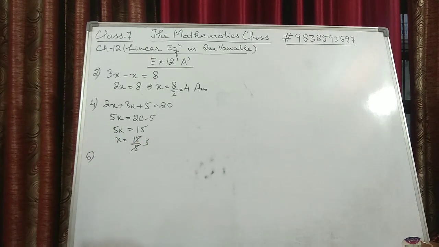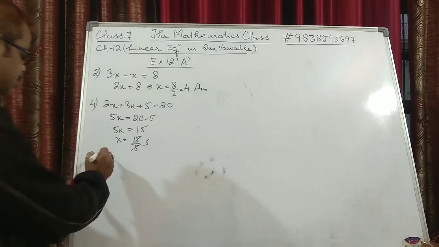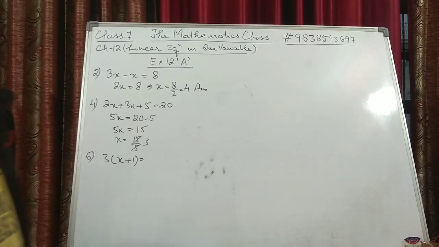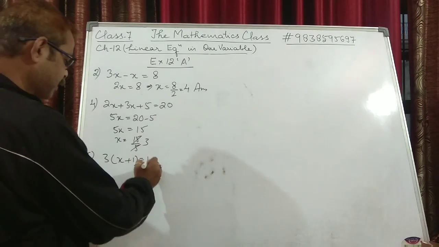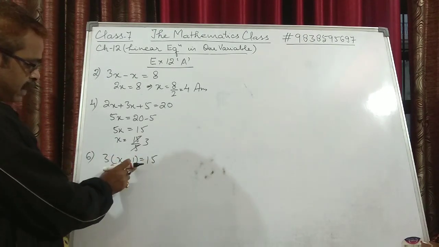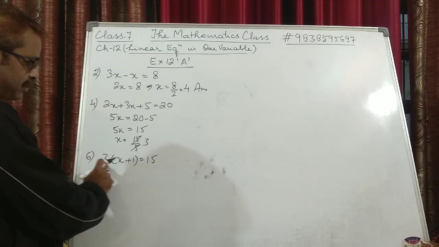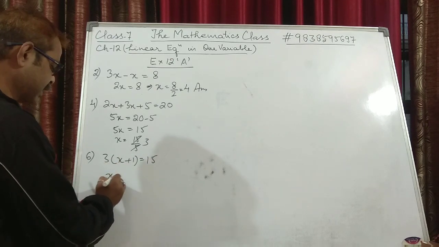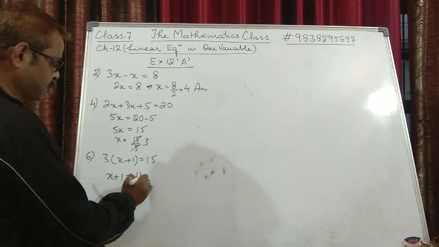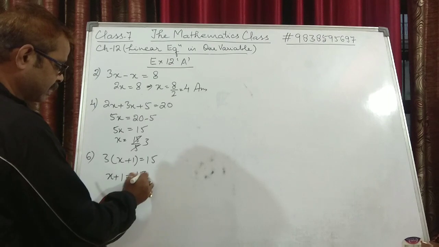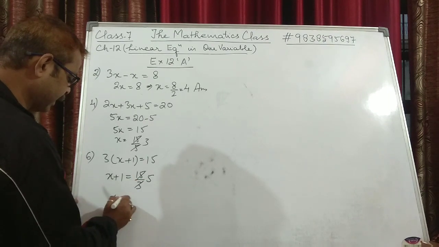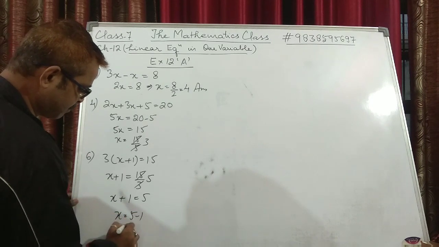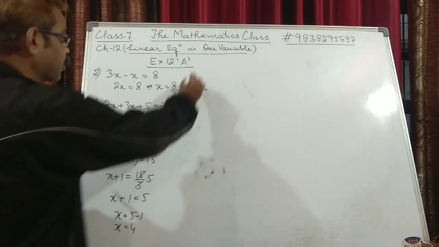Now next, question number 6. 3 times (x plus 1) is equal to 15. Now very simple, since 3 is multiplied to this whole bracket, better we take 3 to the other side. When the 3 goes to the other side, it will become a division. So we can say x plus 1 is equal to 15 upon 3, that is 5. So we got x plus 1 is equal to 5. So x is equal to 5 minus 1, that is 4.